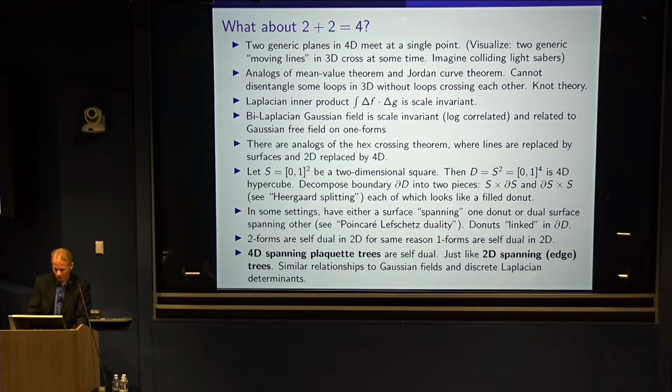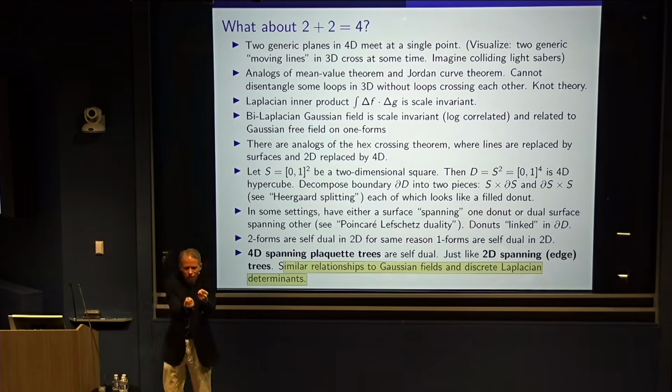So hopefully you get some sense of what's going on there. There's also a four-dimensional version of a spanning tree, just like a two-dimensional spanning tree, which is also very closely related to Gaussian fields, discrete Laplacian determinants, and has a lot of very beautiful properties. And that's where instead of picking a random collection of edges on a graph and saying you want no cycles, you pick a random collection of plaquettes in 4 dimensions, and you insist that you don't want it to make any two-dimensional closed surfaces that are orientable.